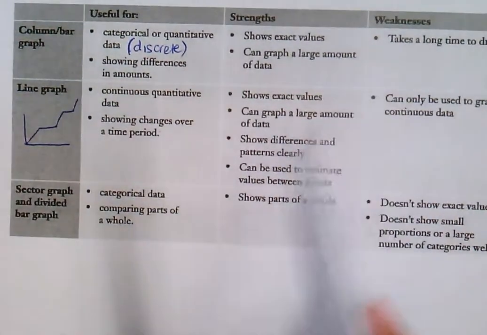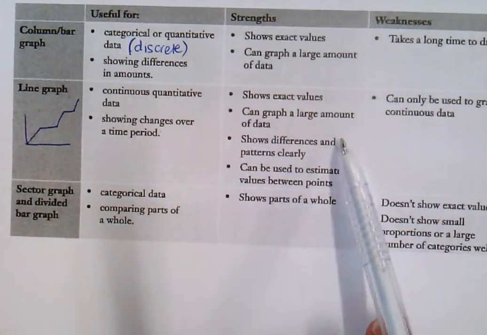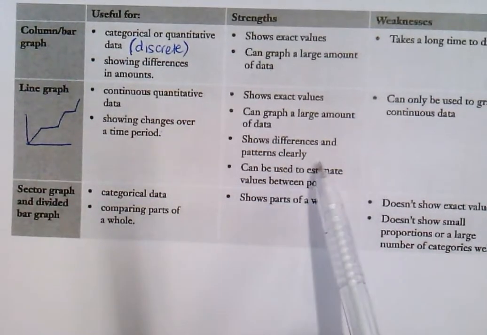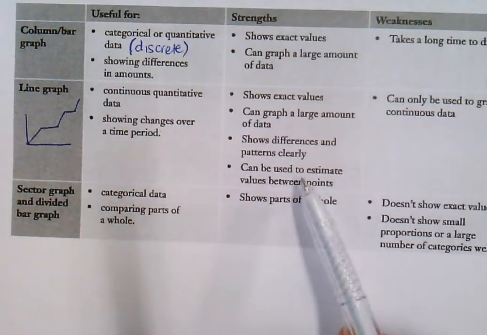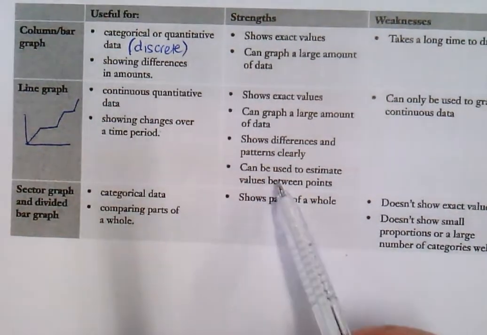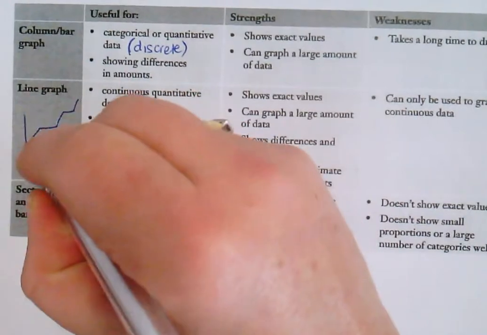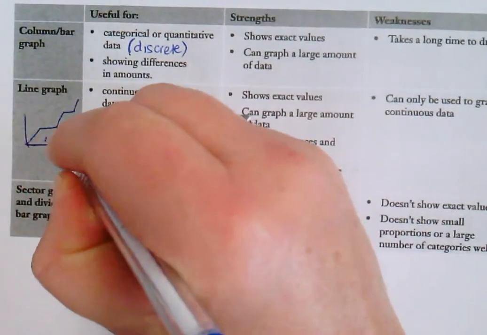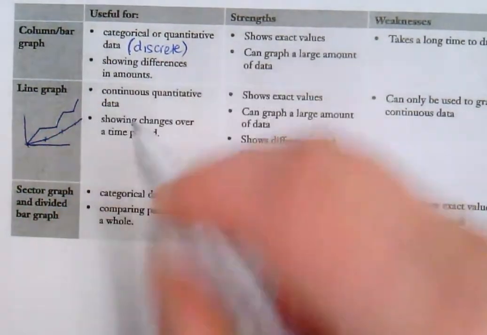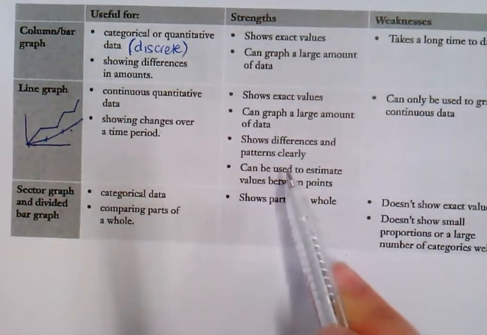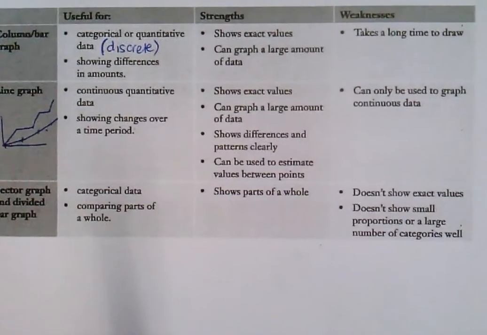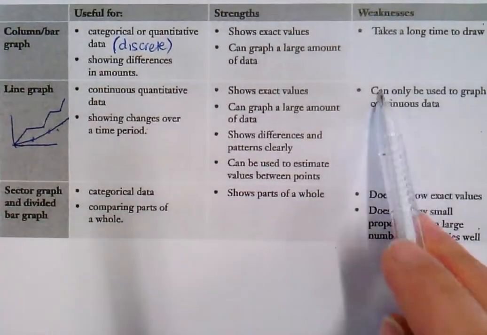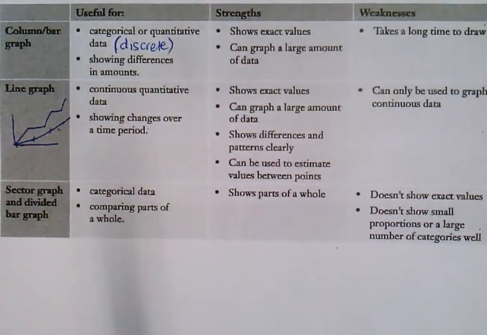Again, they can show exact values. You can graph a large amount of data. They show differences and patterns quite clearly. You can see if something's increasing quickly or decreasing, or if it's staying roughly the same. You might have some points and you might be able to estimate a value between points. And the thing about line graphs, and this is really important, is that you can only use it to graph continuous data.